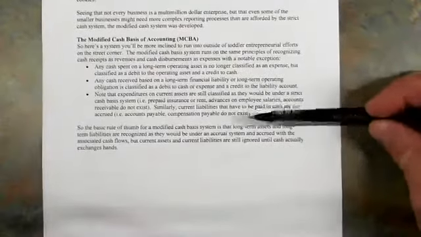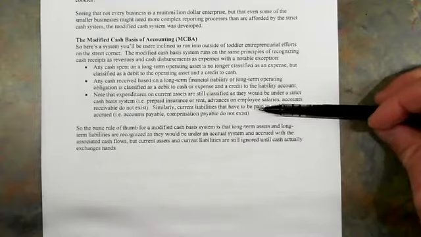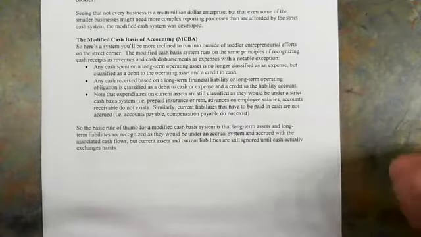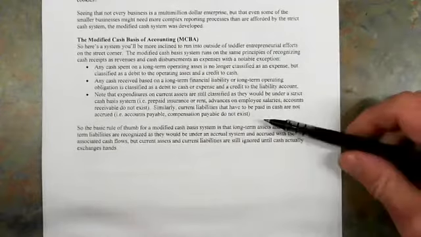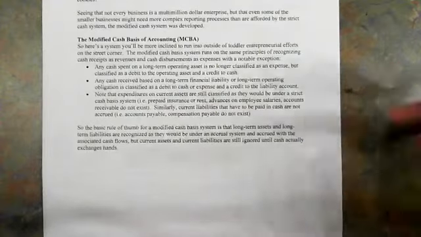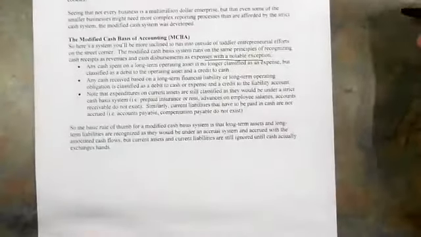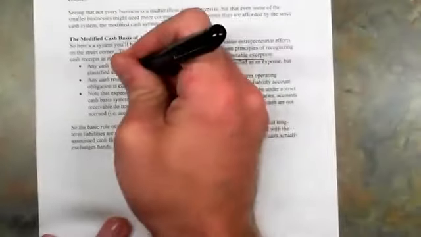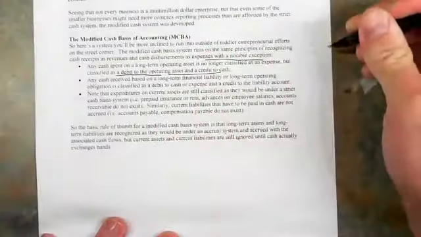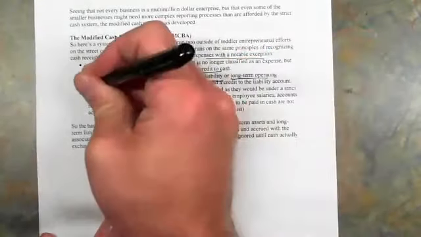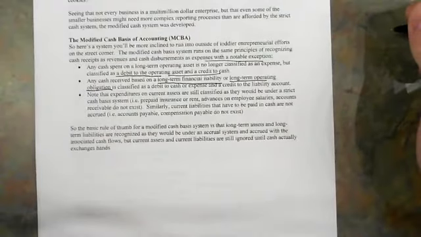The modified cash basis of accounting, this is when you'll come into this type of system, right? You're more inclined to run into this outside of a toddler entrepreneurial effort, i.e. a lemonade stand. The modified cash basis system runs on the same principles of recognizing cash receipts as revenues, cash disbursements as expenses, but with a notable exception. Any cash spent on long-term operating assets is no longer classified as an expense, but classified as a debit to the operating asset and a credit to cash. Any cash received based on a long-term financial liability or a long-term operating obligation is classified as a debit to cash and a credit to the liability account.